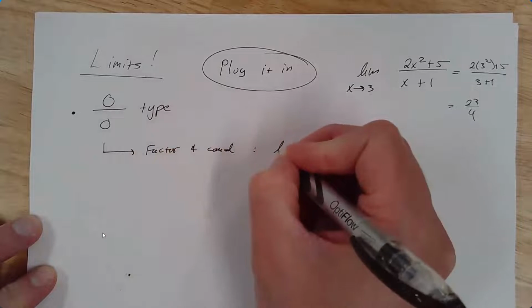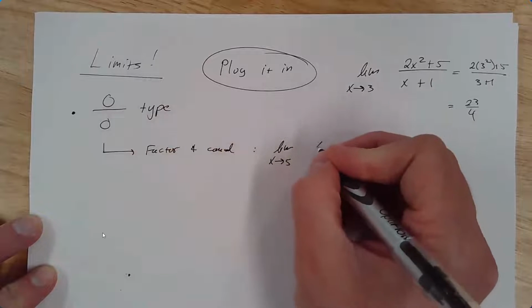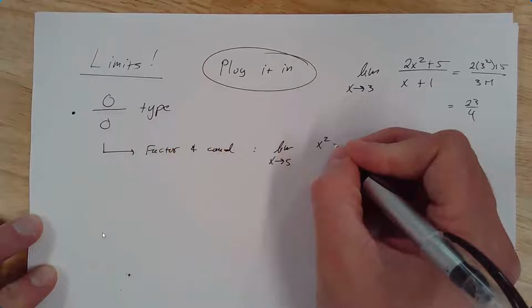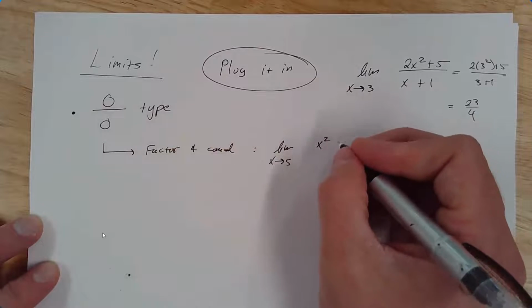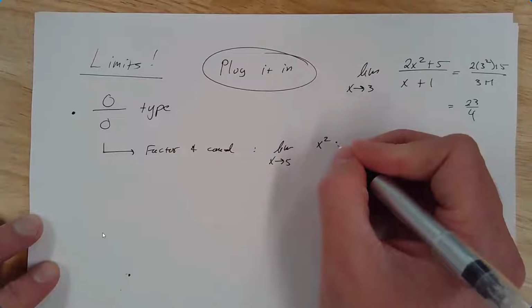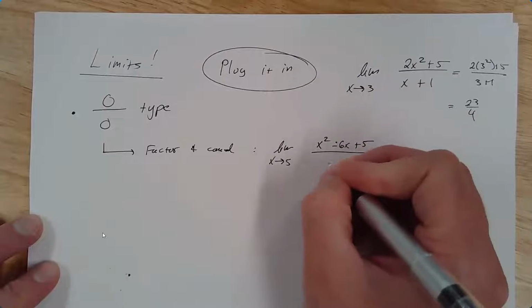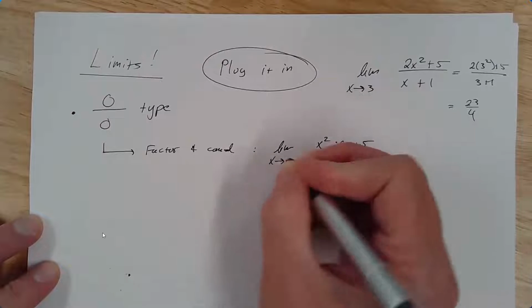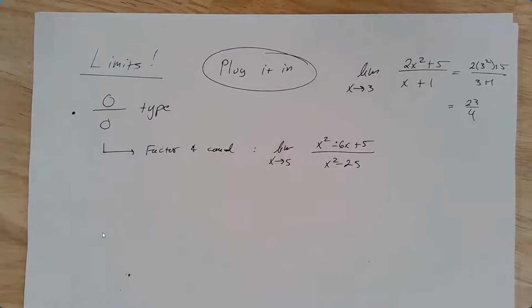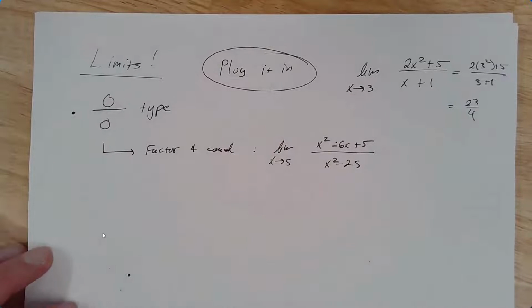For example, the limit as x approaches 5 of x squared minus 6x plus 5 over x squared minus 25. It's a great example of having to factor and cancel. Well, I should say it's a great example of the 0 over 0 limit.